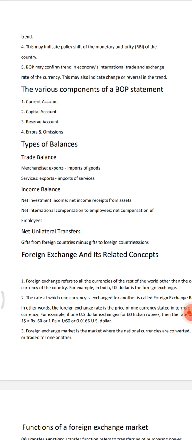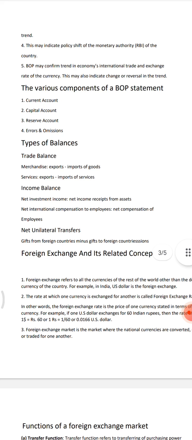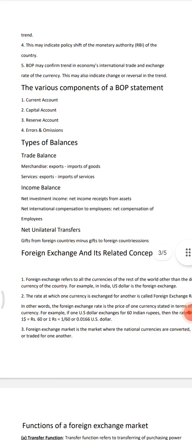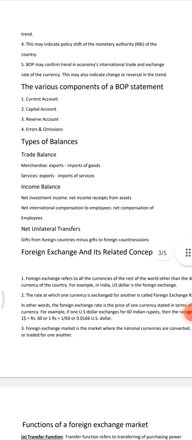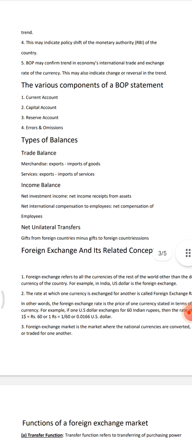And these are classified basically into some categories. First is direct foreign investment, then portfolio investment, and the capital investment. So these were the categories of capital account balance: direct foreign investment and portfolio foreign investment. Okay, this was all about the capital account balance, and now we'll come to the third component, that is the reserve account.